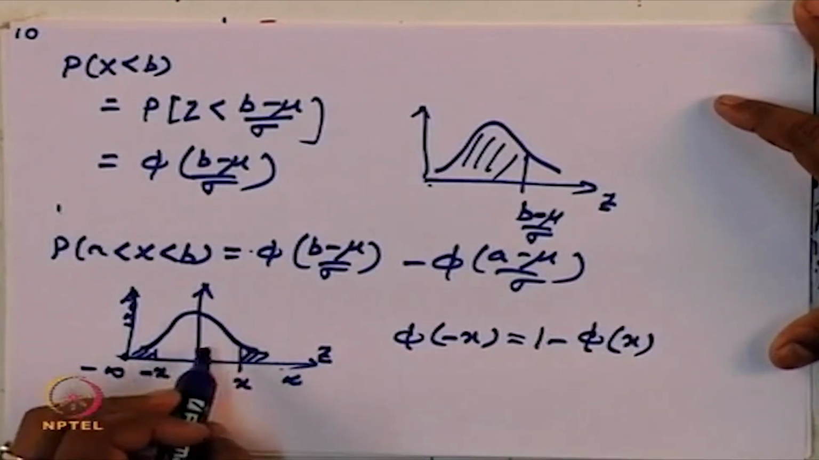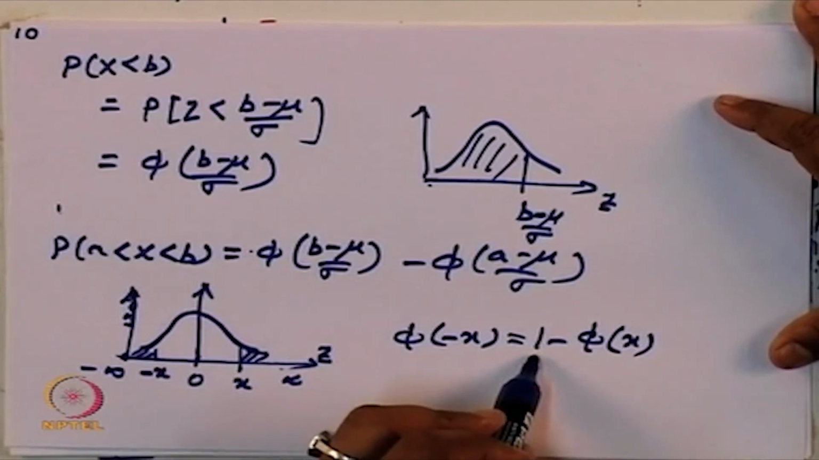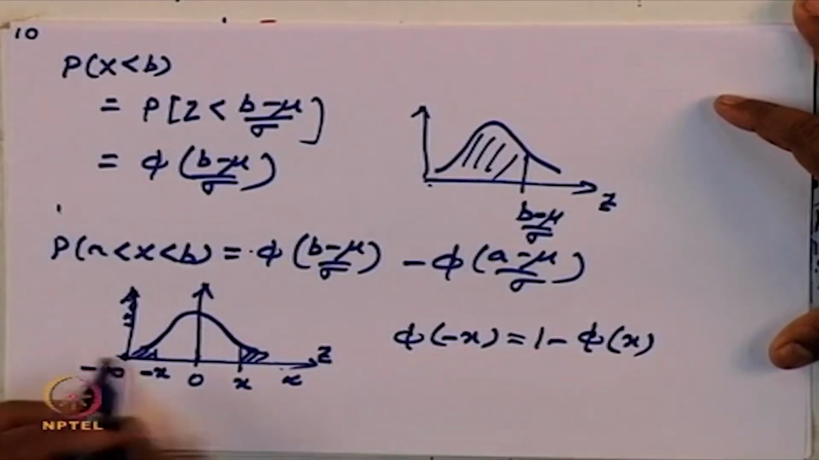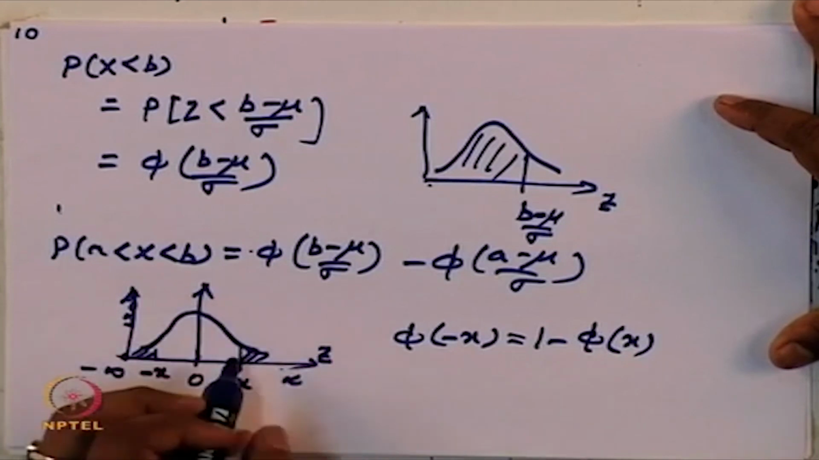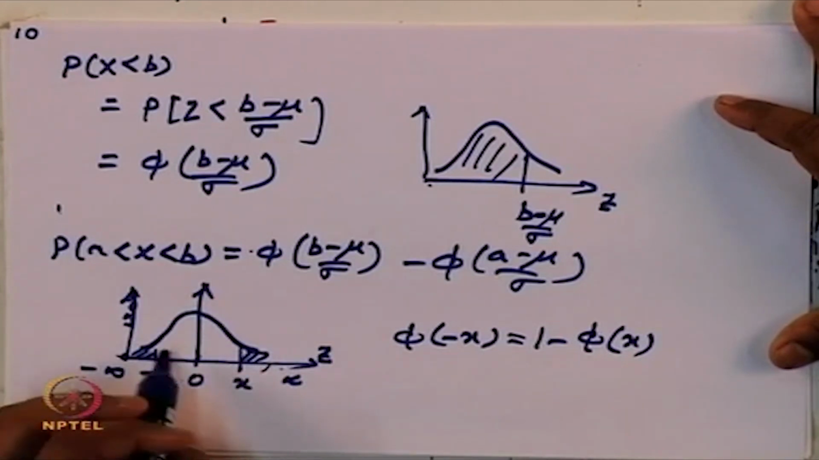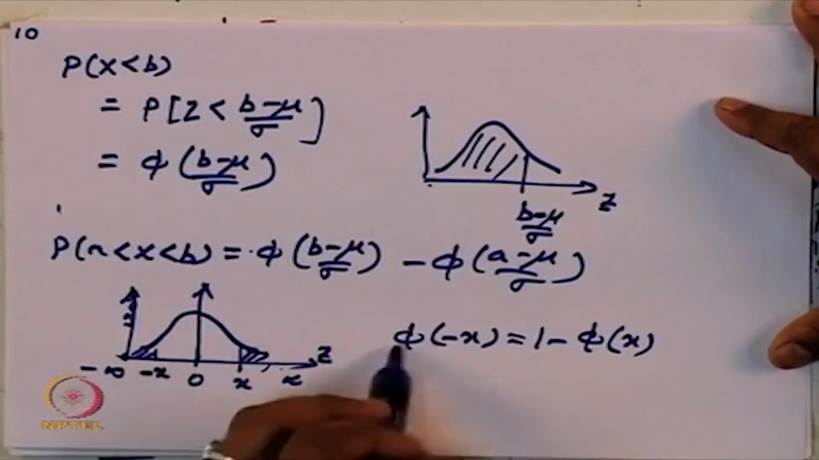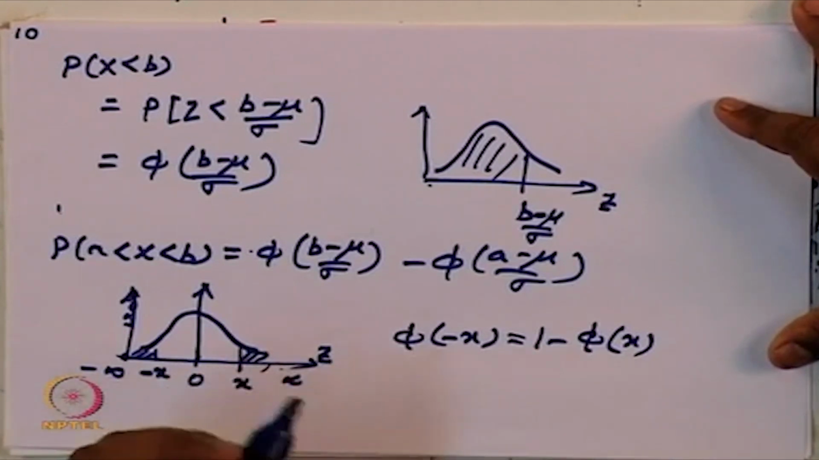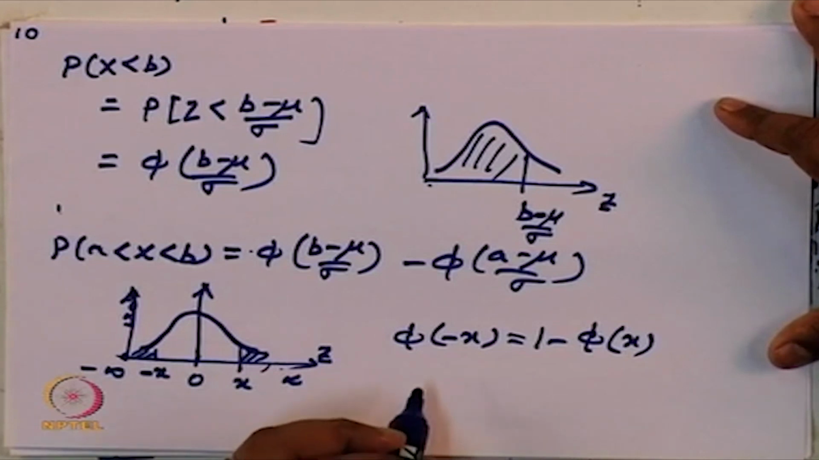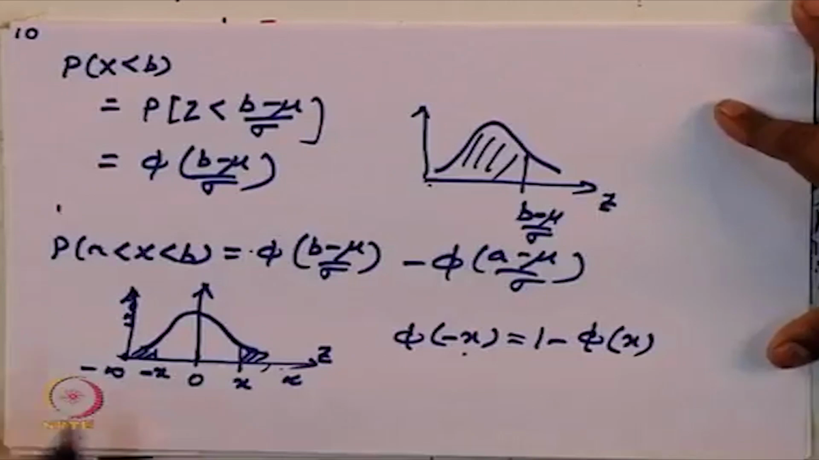So, this whole area is unity, the entire integration will return a value of unity, and this area is nothing but the whole area minus this area, and this comes because of symmetry. Accordingly, by looking up these phi values, I can find out any particular value where x is less than or equal to some value, up to infinity.